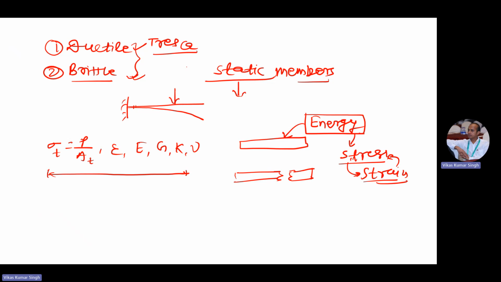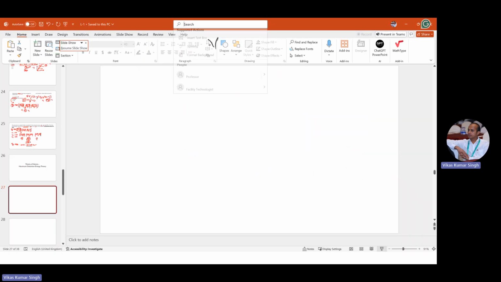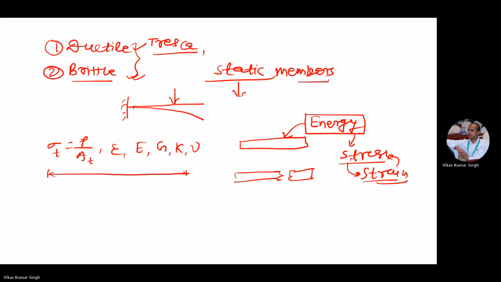Tresca theory, sometimes it's called the Tresca criterion also. For ductile material, the Tresca theory is there, and the von Mises theory. For brittle material, we have a different kind of theory, like the Mohr-Coulomb theory.